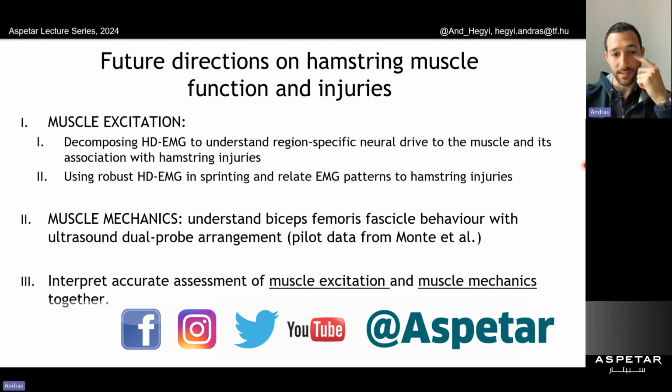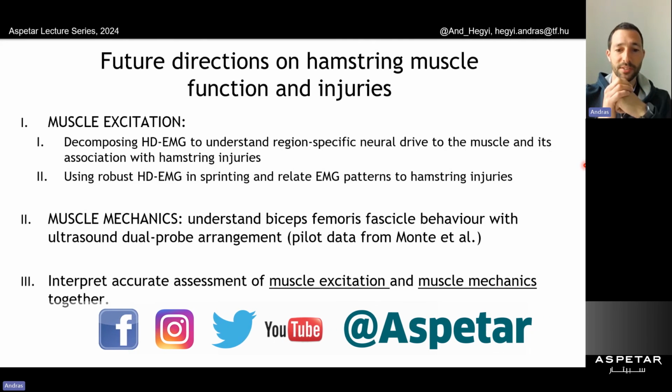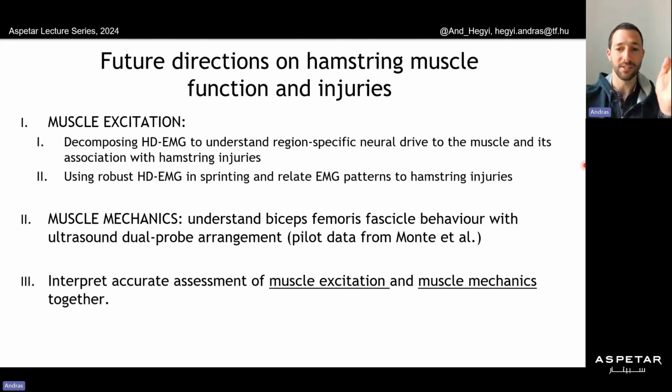And of course, it's going to be interesting and important to understand how muscle excitation and muscle mechanics are related.